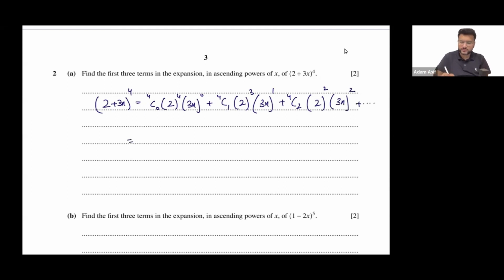If you evaluate this, 2 raised to the power of 4 is 16. 2 to the power of 3 is 8. 8 times 4 times 3 is 96x, plus 4C2 into 2 square into 9 would be 216x square. These are the first three terms in the expansion of 2 plus 3x to the power of 4.